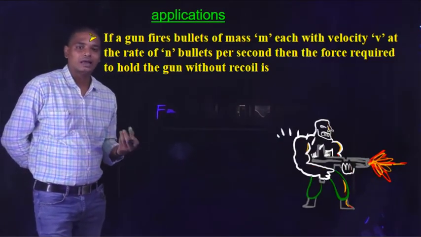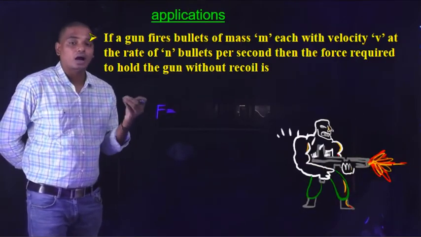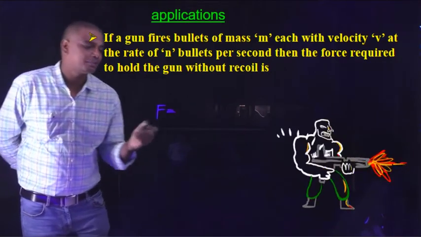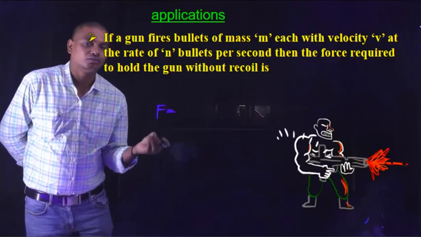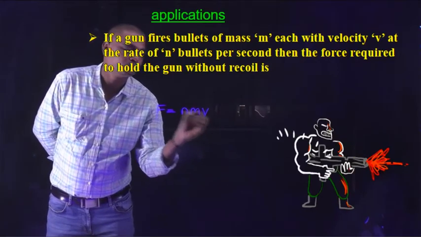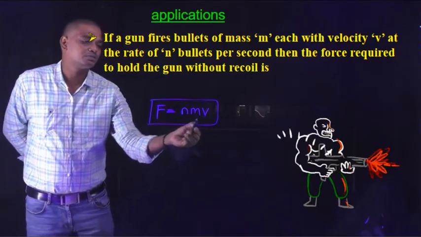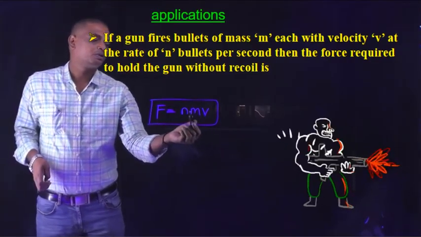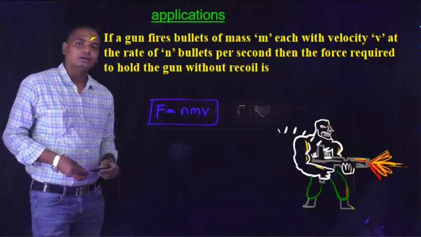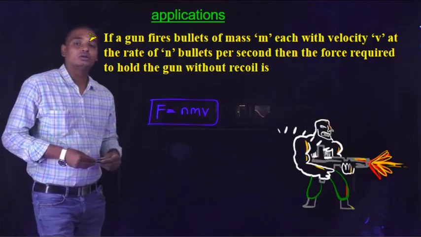We know that force is equal to mass into acceleration. But here we are given the mass of the bullet, the velocity of the bullet, and the number of bullets fired per second. So for each second, the number of bullets will be n. The formula of force will be n into m into v. Mass into acceleration, and acceleration is nothing but change in velocity by time. So the number of bullets per second is n, with a velocity v. So F is equal to n into m into v. This is the force required to hold the gun without recoil.